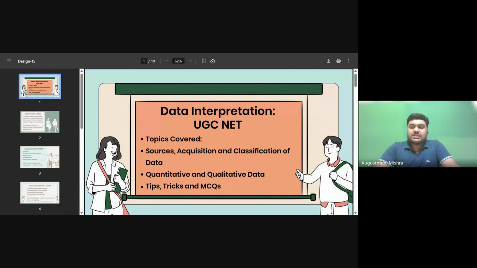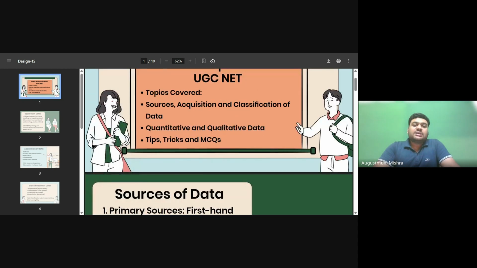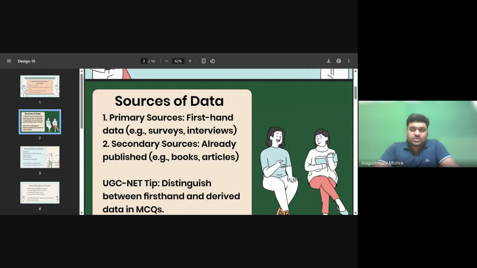This is the last topic which I am going to discuss with you all. So when we are talking about data interpretation, basically in that we are going to cover different topics, that is sources, acquisition, classification of data, quantitative and qualitative data. So I think we have already discussed all these things. I will just tell you the summary of all these things, because in research aptitude we already discussed it. Now we'll start with the source of data.